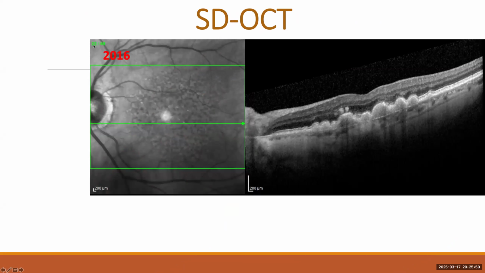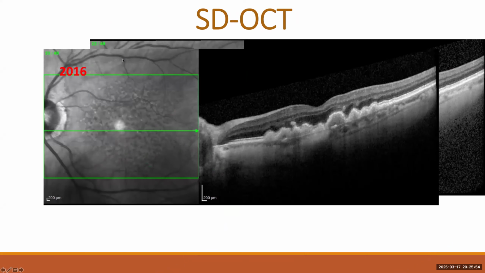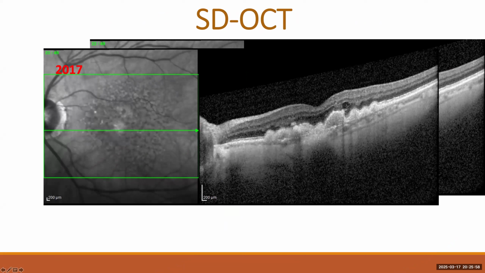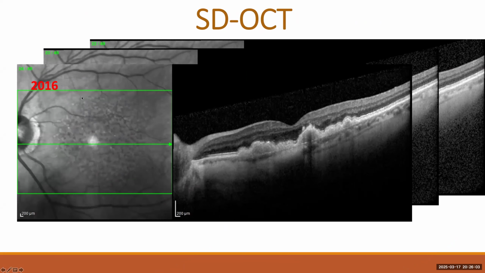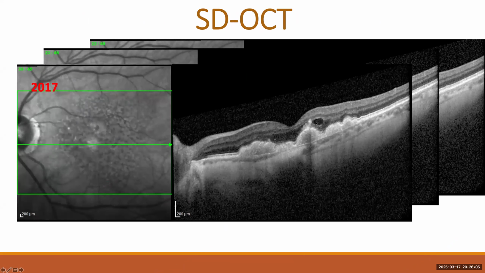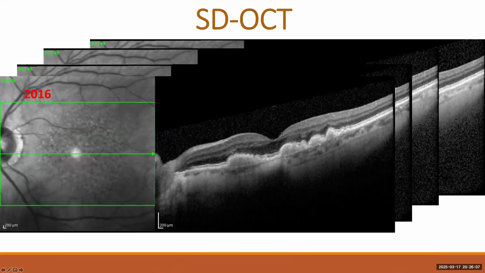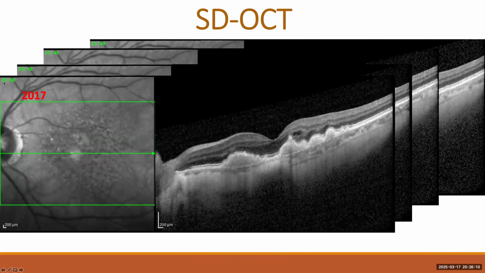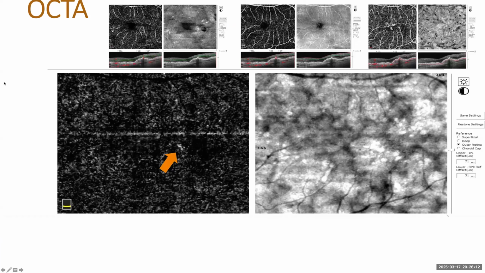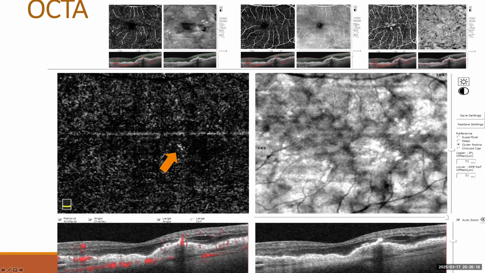Confluent drusen, line 22 in 16, no change in 17. Line 23 in 16, oh, some change in 17 with a small cyst. Line 24 in 16, yeah, in 17, some change, some exudative features. And it was the same on line 25. So something is happening. We performed OCTA and we observe this small tuft here that is much more obvious on the vertical scan, the B scan.